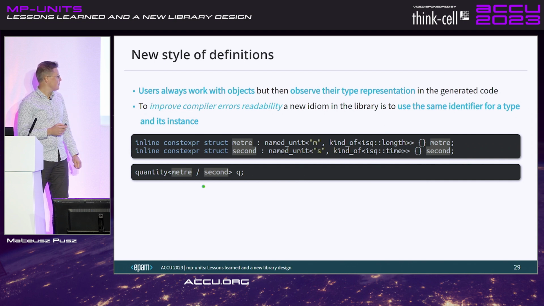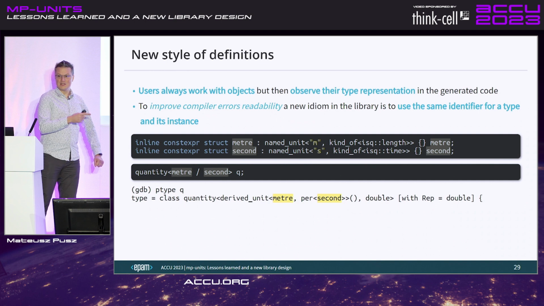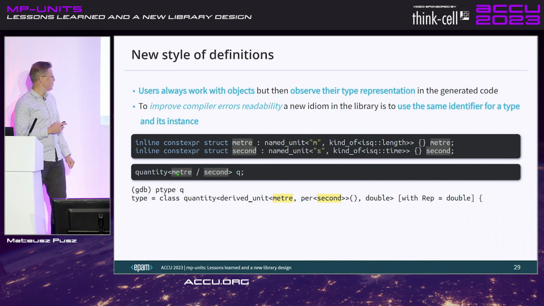What is the type of that? The type of that is quantity of derived unit meter per second, and I pass this instance of it to the quantity. So this is value. This is type name. I wanted those to be exactly the same in order to be easy to match, right? Because if it was value meter second and this was something like meter underscore t, second underscore t, it would not look that nice.